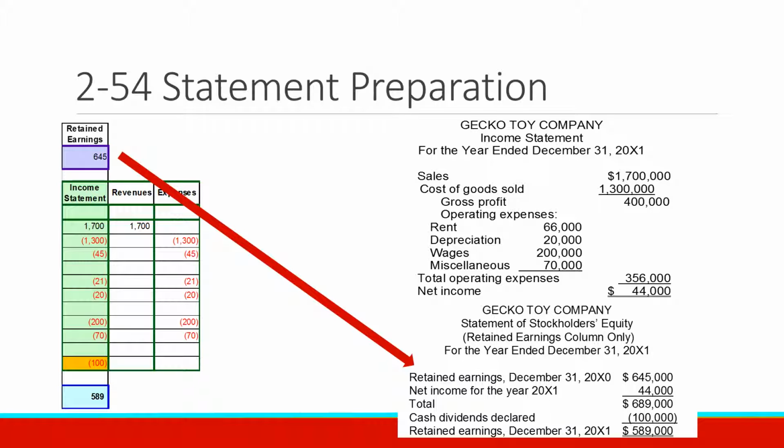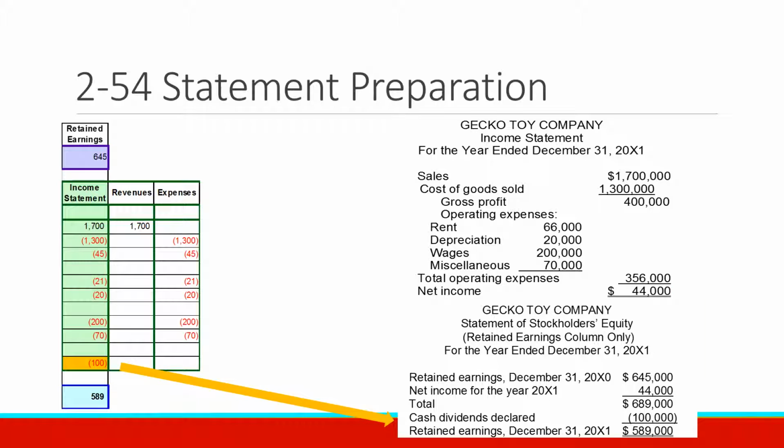We'll start this calculation by looking at the opening balance, which we started with retained earnings of $645,000, which were reflected on the balance sheet that was provided. We will then add in the net income we earned for the year of $44,000 and subtract out the cash dividends declared of $100,000. So now we can compute the final retained earnings balance of $589,000, and you can see we can then use that to update the retained earnings balance at the bottom of the financial statement template.